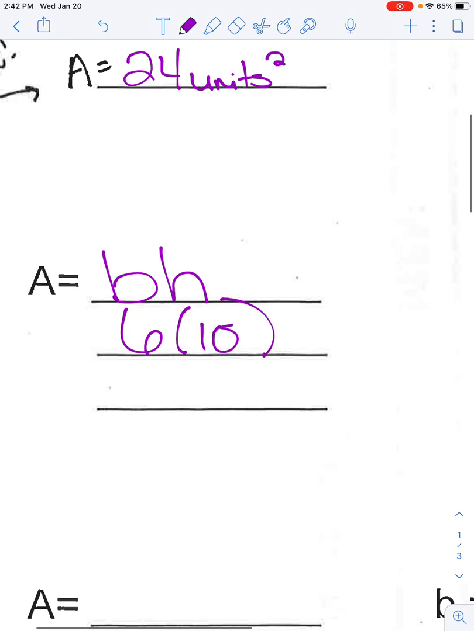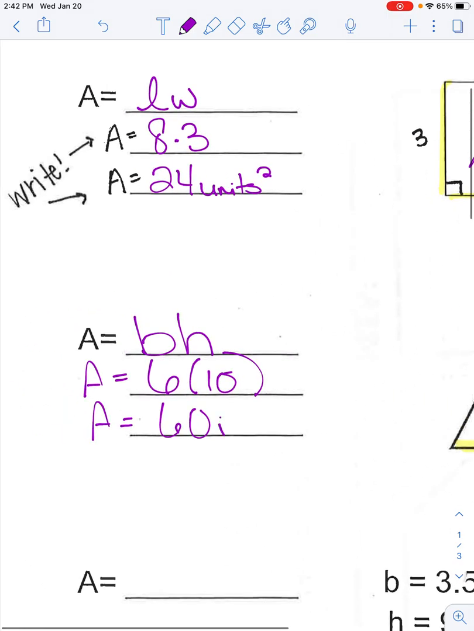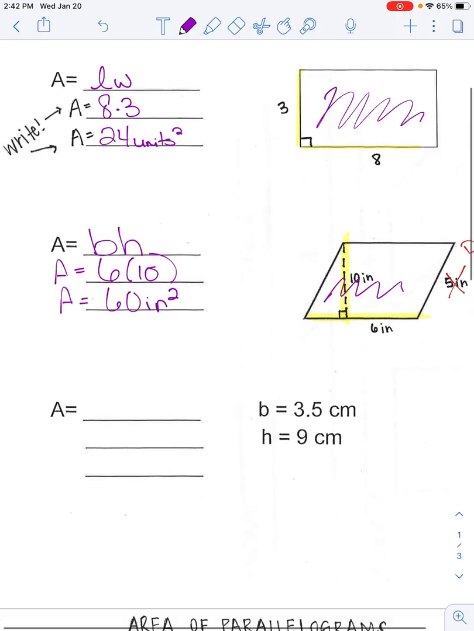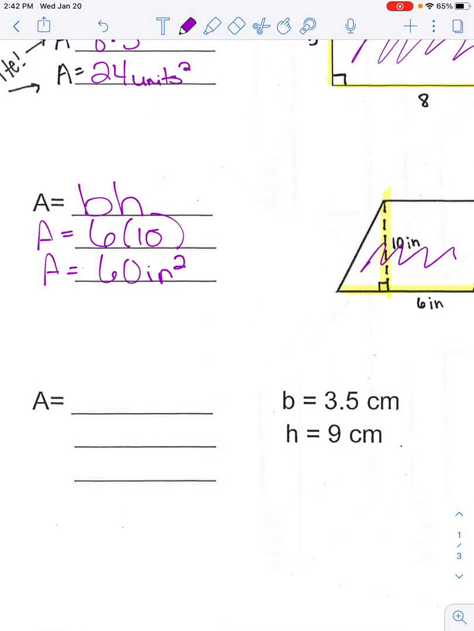And then we can multiply. 6 times 10 is 60 inches squared. Okay, again, the amount of space inside. Sometimes throughout the lesson, it's not going to have a pretty shape for you. It's just going to tell you that a B is 3.5 centimeters, the H is 9 centimeters, which means we're dealing with a parallelogram. So the formula is area equals base times height.